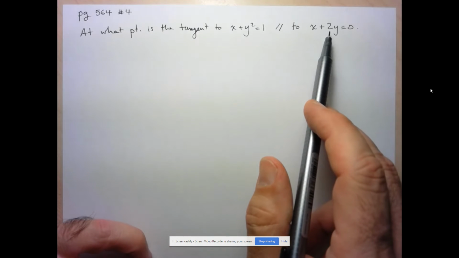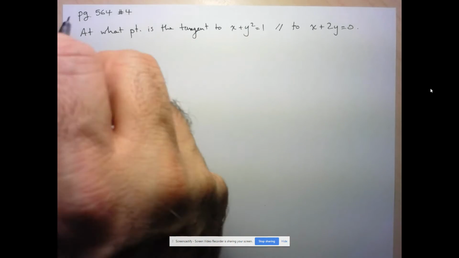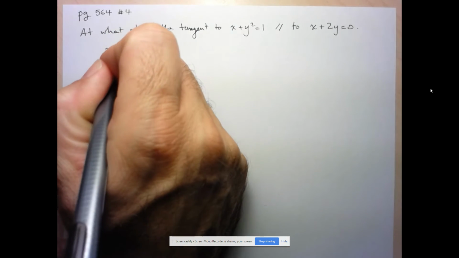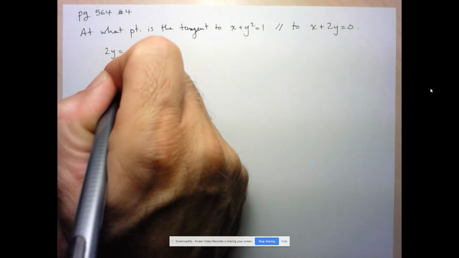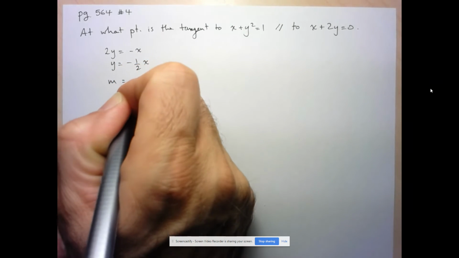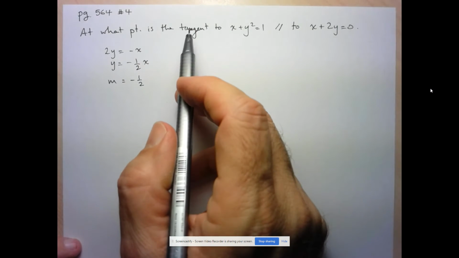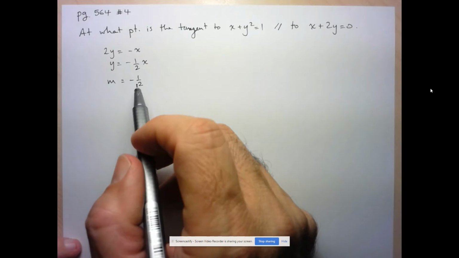So two lines are parallel when their slopes are the same. Let's start by finding the slope of this line. Here, 2y is equal to negative x, so y is equal to negative 1/2 x, and so the slope of that line is negative 1/2. All right, so this tangent has to have a slope of negative 1/2.